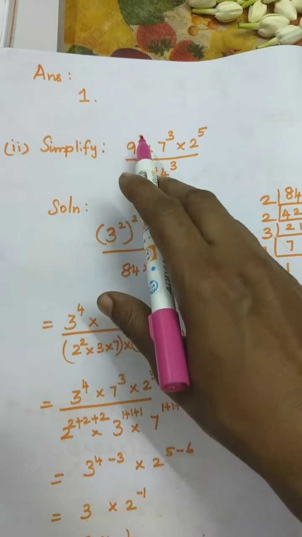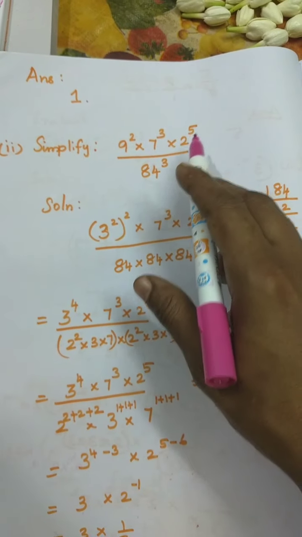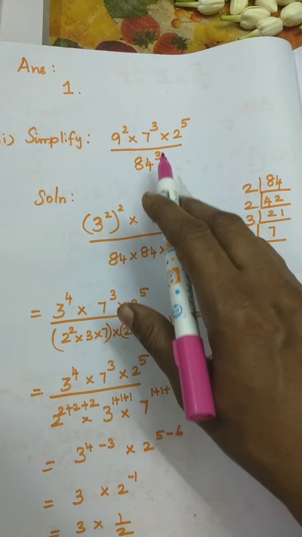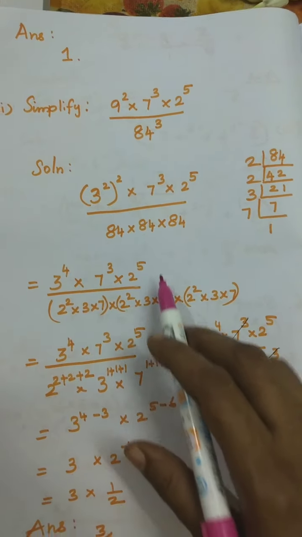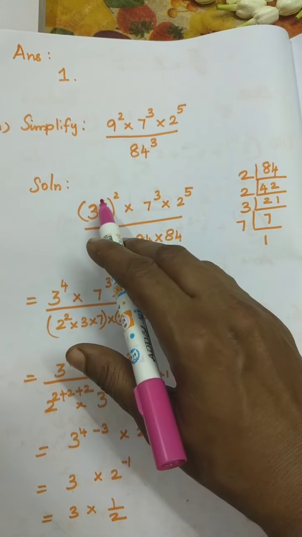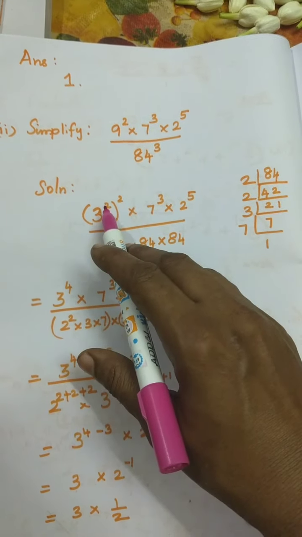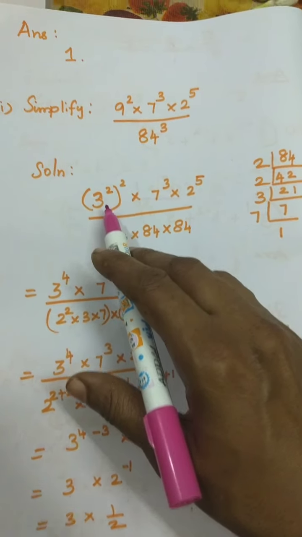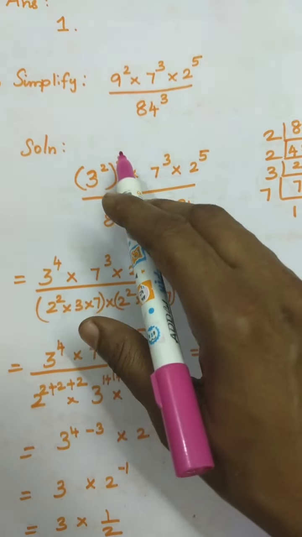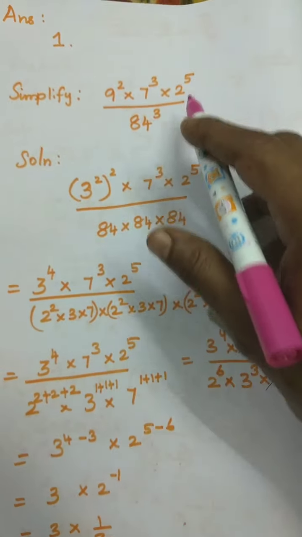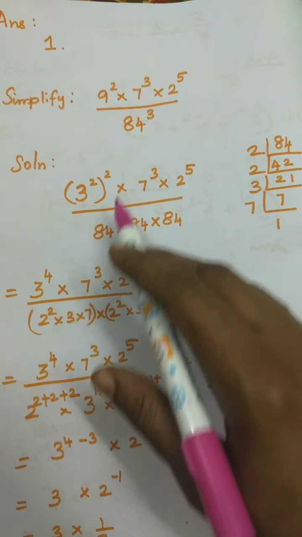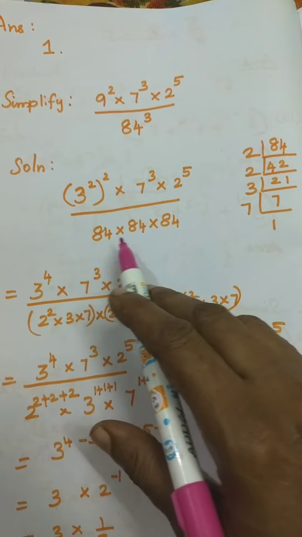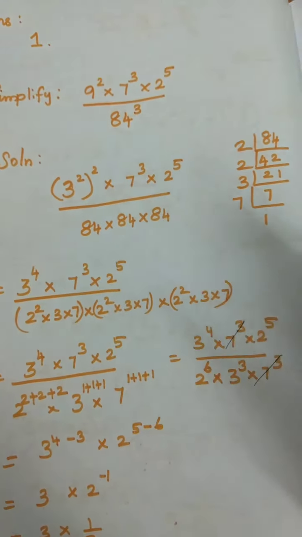Then simplify: 9 square into 7 cube into 2 power 5 divided by 84 cube. Okay, 9 square can be written as 3 square, the whole square. 3 square means 3 into 3, 9. We can write it like this: 3 square, the whole square. Then 7 cube into 2 power 5, then 84 cube. So I am writing 84 into 84 into 84.